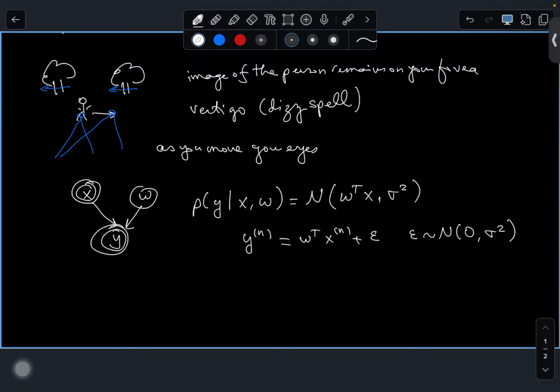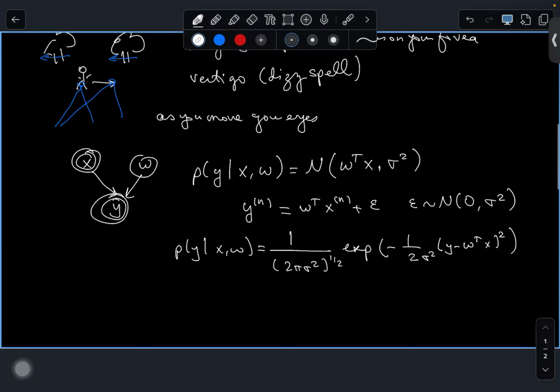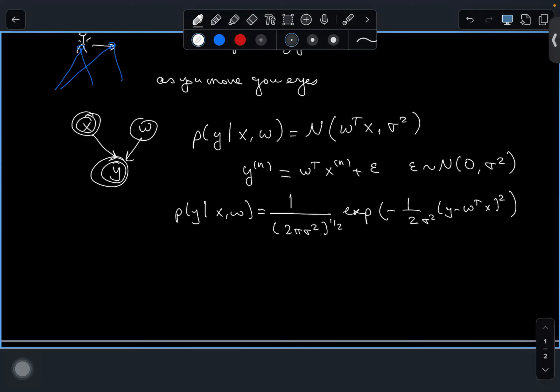Okay, so that's the probability of Y given X. And so, if it's a normal distribution, we can write this mathematically. It looks like this. There's a normal distribution with mean W transpose X and variance sigma squared. So that's my conditional probability. This is called a likelihood.